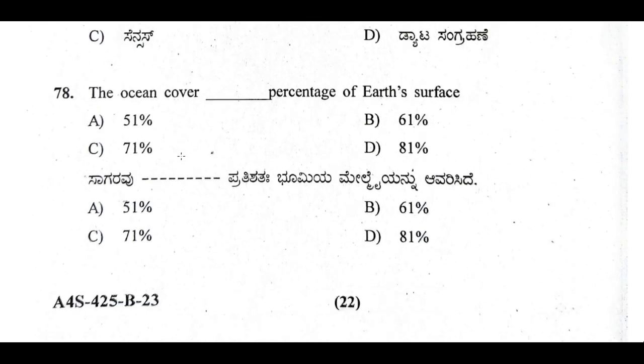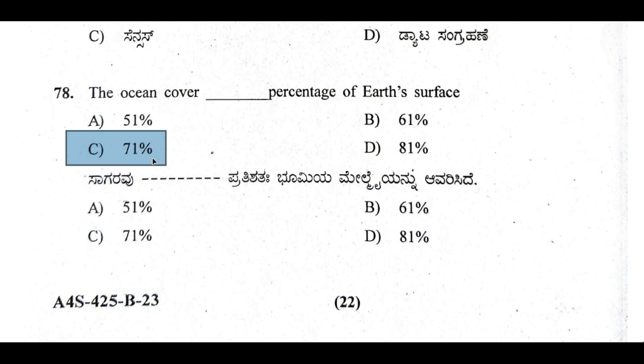Question number 78, the ocean covers dash percentage of Earth's surface. A, 51%. B, 61%. C, 71%. D, 81%. The right answer is 71%. The ocean covers 71% of Earth's surface. So 70% is the accurate figure. The ocean covers more than 70% of the surface of our planet. It is hard to imagine, but about 97% of the Earth's water can be found in the ocean. So therefore the ocean covers 71% of the Earth's surface.